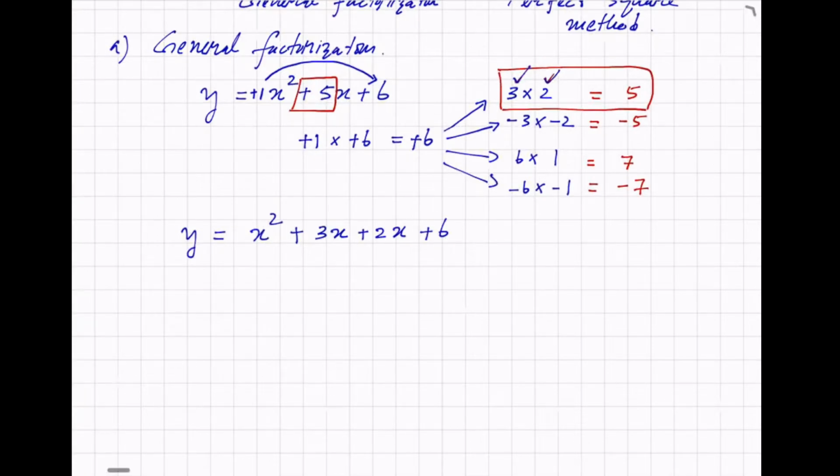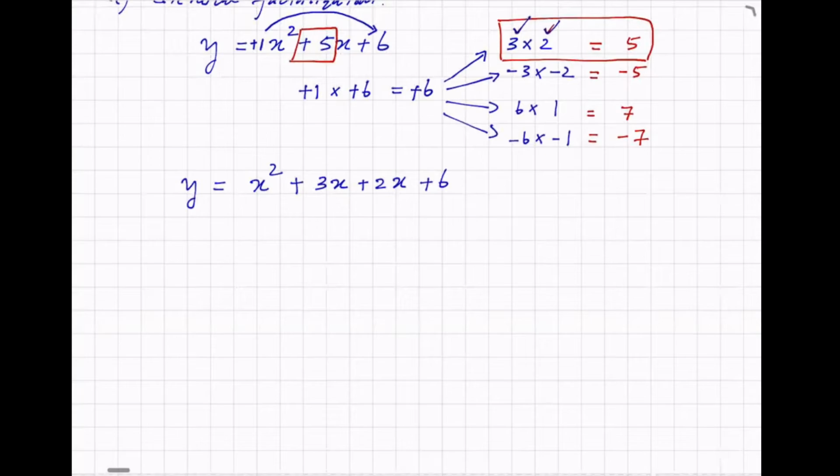Now when you write it in this way, you select the first two terms here. In the first two terms, x is a common factor. So you take x out, then the remainder would be x plus 3. Then you take the second part of the function. There plus 2 is common, so x plus 3.